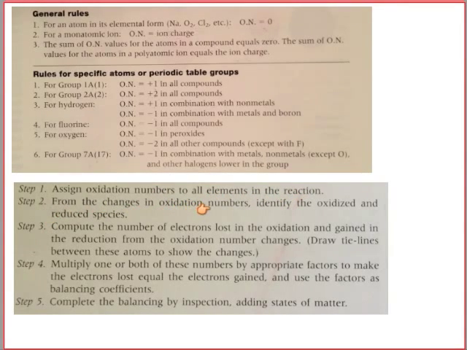From the changes in the oxidation number, identify the oxidized and reduced species. Then you want to compute the number of electrons lost in the oxidation and gained in the reduction from the oxidation numbers. You can draw tie lines like I've been doing in this video. Multiply one or both of these numbers by appropriate factors to make the electrons lost equal to the electrons gained, and then use the factors as balancing coefficients. You can complete the balancing of the equation by inspection. It is extremely important to realize that the reducing agent loses electrons and the oxidizing agent gains electrons simultaneously.